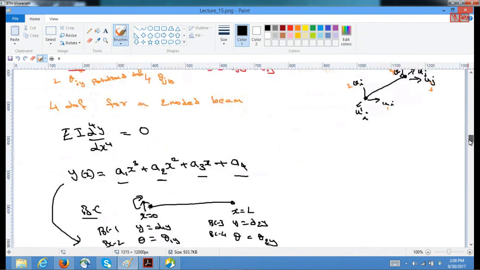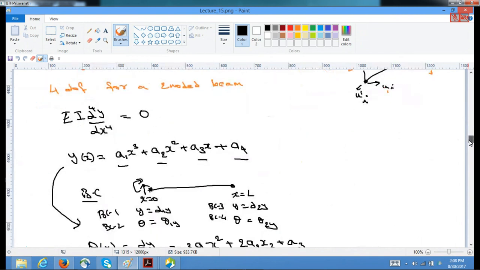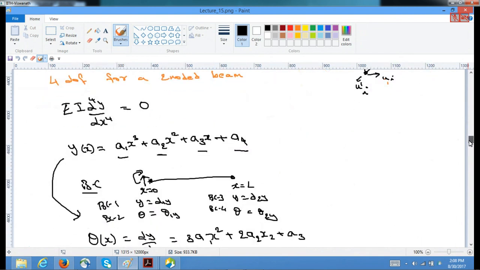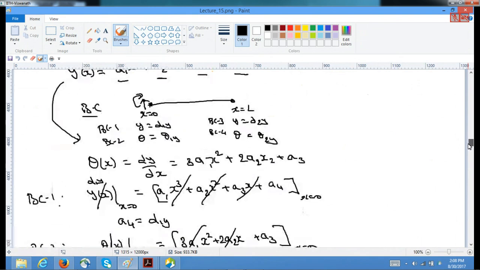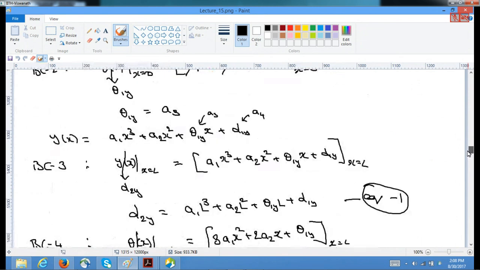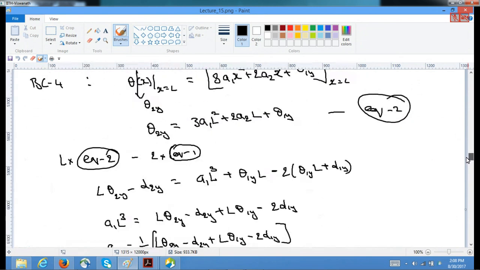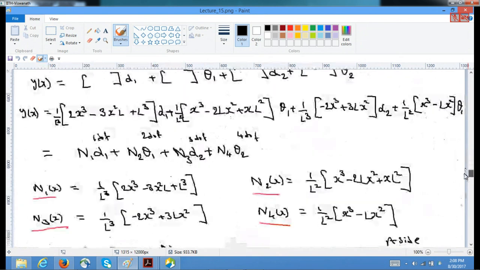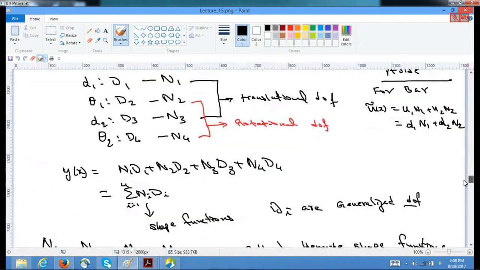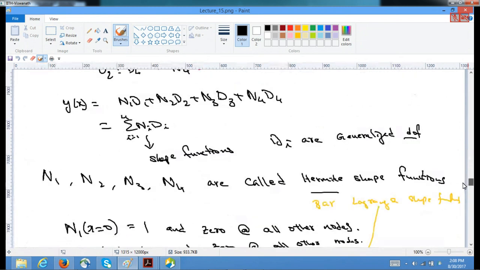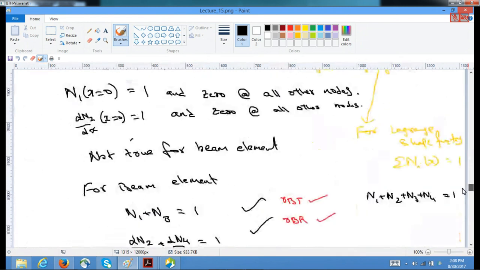Then we solved the general solution of the governing differential equation, and based on this general solution, we derived our shape functions by comparing the coefficients. And we also studied the properties of the shape functions, how these shape functions are related to one another.